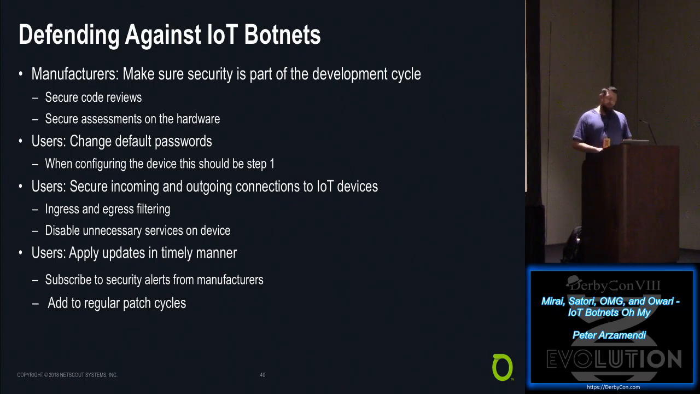From the user side, the basic thing we can do is change the password right away. Let's not leave those default passwords like admin, and let our devices be used as a bot. From an enterprise perspective, if we're using DVRs or IP-based cameras, let's do ingress and egress filtering. Simple things that prevent anybody on the internet from attacking. There's no reason that anybody on the internet should be able to access my DVR or my IP-based camera.